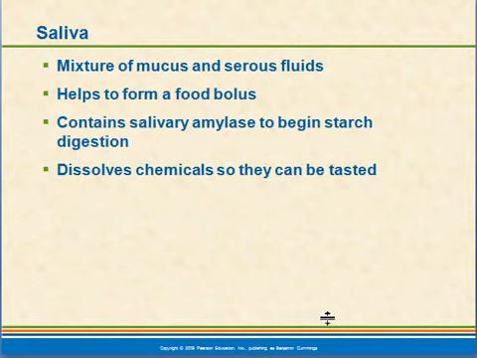Now, as soon as you swallow these starchy foods and it gets into the stomach, the acid immobilizes or inactivates the salivary amylase. So if I ask where carbohydrate digestion is done, I'm talking about the small intestine. It does begin in the mouth.